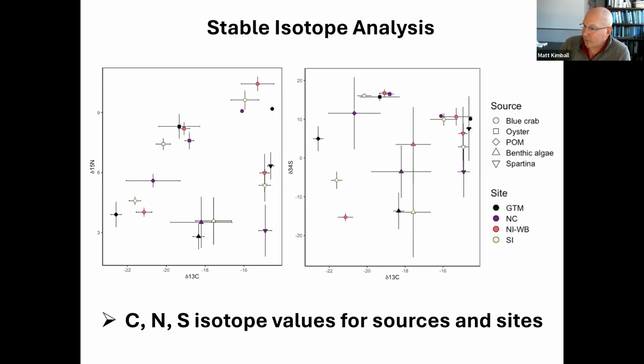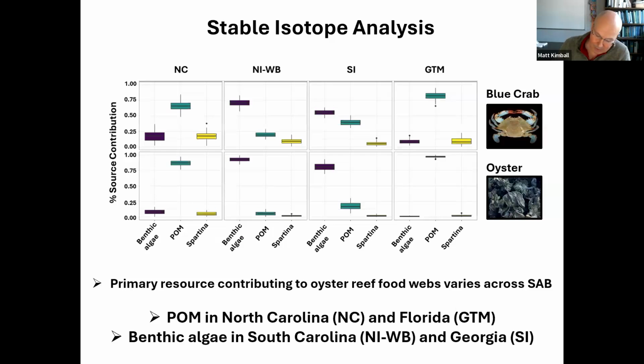We can take these values and then use stable isotope mixing models to look at the primary resources contributing to these oyster reef food webs. And we see that it varies across the South Atlantic Bight, or the southeastern US. You have particulate organic matter, the green bars there, more important in North Carolina and Florida. And then you have benthic algae, more important in South Carolina and Georgia.